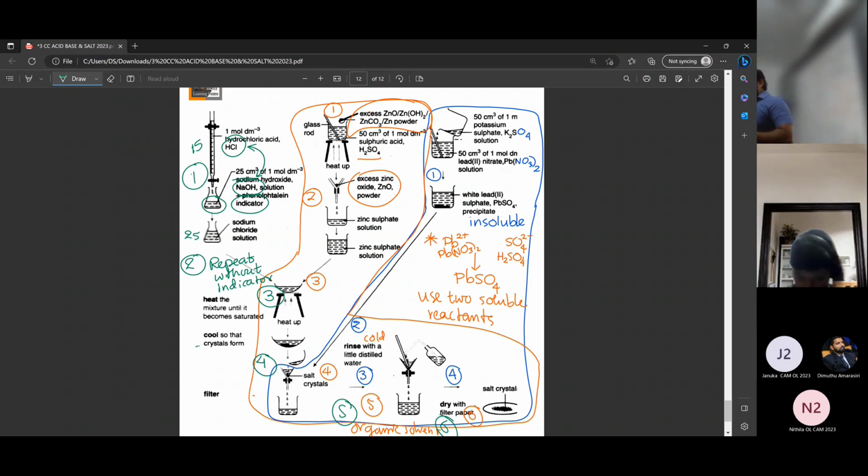Very good. Right? After heating, allow the solution to cool to form crystals. Many of you have missed that. We are not going to filter it when it is hot. You have to let it cool for crystals to form.